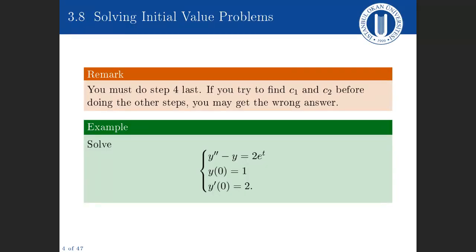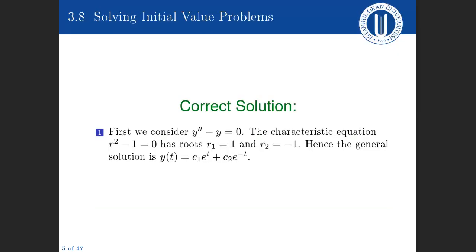To show this, I'm going to solve this simple problem. y double prime minus y is equal to 2 e to the power t, with the initial conditions y of 0 is 1, y prime of 0 is 2. And I'm going to solve this 2 ways. I'm going to solve it the correct way first, and then I'm going to solve it the wrong way by doing the steps in the wrong order.